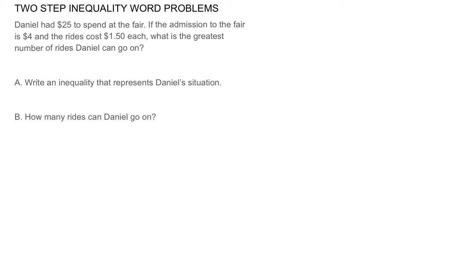So looking at the problem, I can immediately see that I have 25, I have $4, and I have this $1.50. Well, some pieces go on one side of the inequality and some pieces go on the other. So the $25 is our total. So we know that's going to be on one side of the problem. So I'm going to put that 25 right here. And on the other side of the problem, you have this $1.50, and then you have the 4.